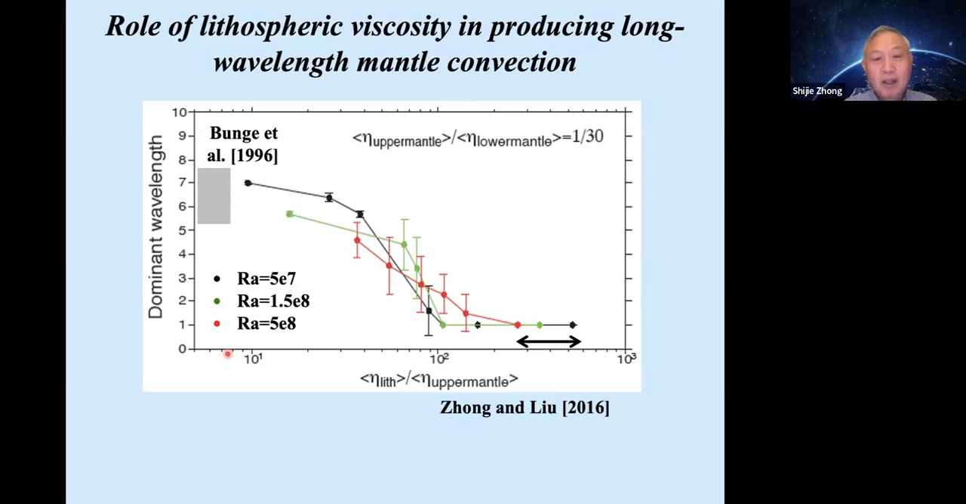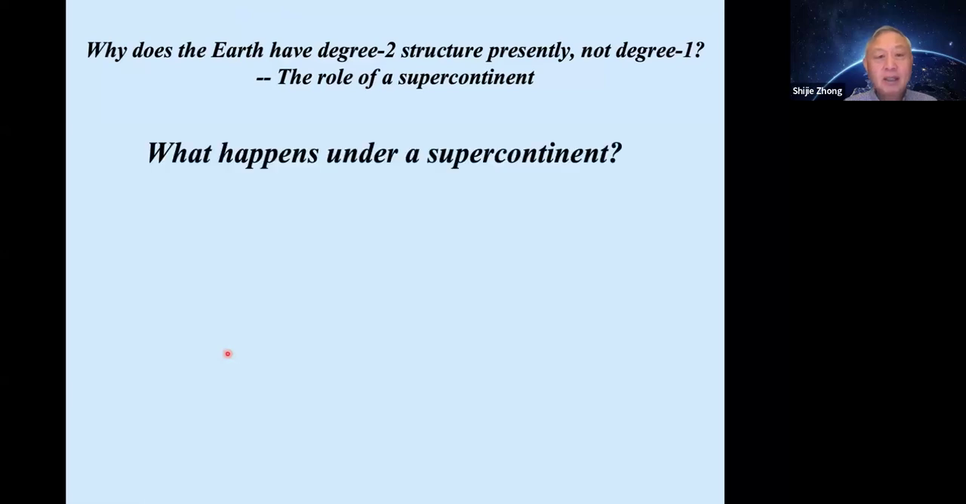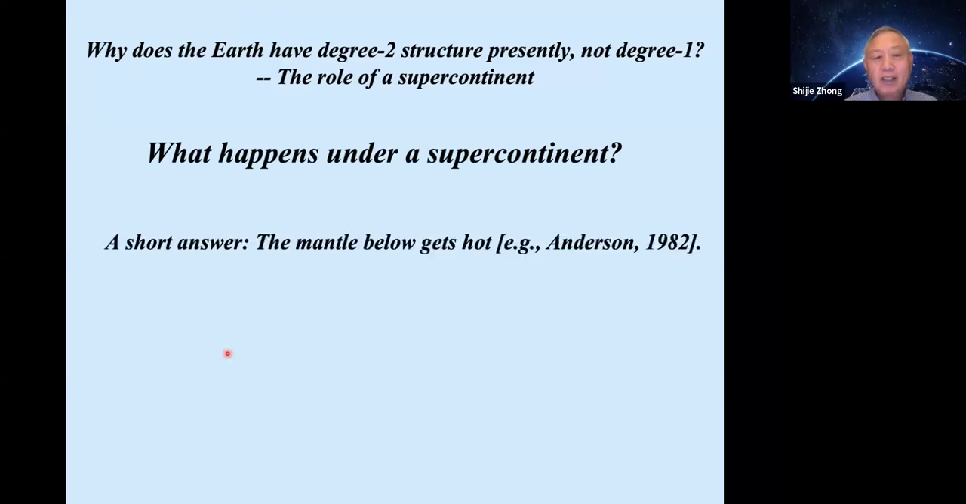Okay, right. So now the question here is, since we showed that Earth's convection would prefer degree 1, but we know Earth has a degree 2 structure today, right? So the question is why does Earth have degree 2 structure today, not degree 1? This is where we think the supercontinent became very important. So what actually happened with the supercontinent? And the answer is actually quite simple.